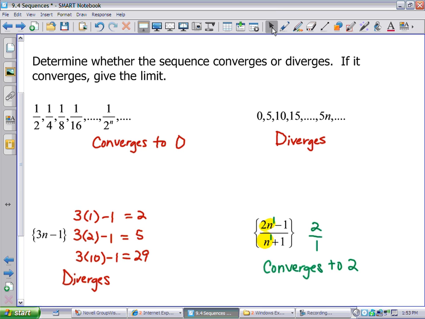Okay, go ahead and pause your video and do the try problem down at the bottom where it says 3n minus 1 over 2 minus 3n. When you're done, unpause the video so you can see if you have the correct answer.